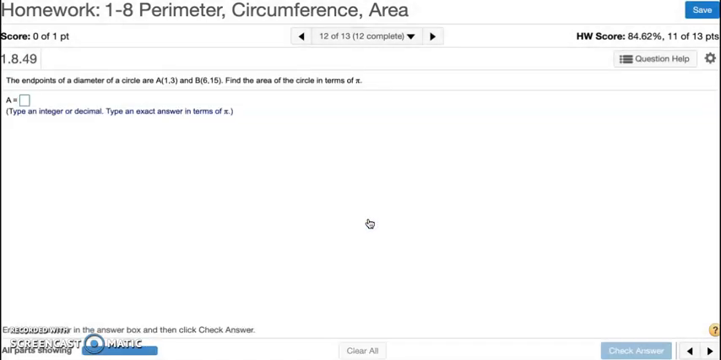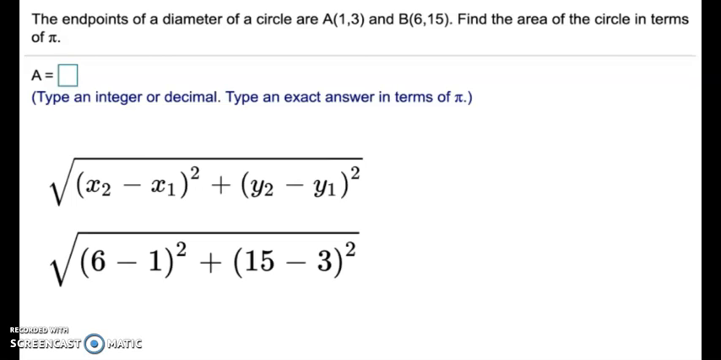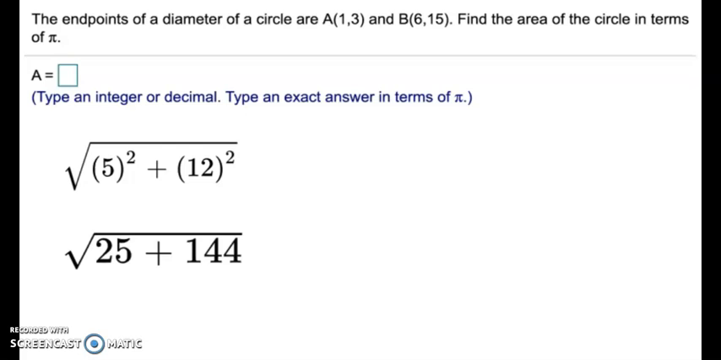Number 12, the endpoints of a diameter of a circle are A and B. Find the area of the circle in terms of pi. So let's take a look at it. So A and B are both coordinates. We need to find the length of A to B because that's the diameter. So using the distance formula, I'll subtract my x's, which is 6 and 1, and subtract my y's, which is 15 and 3. So 6 minus 1 is 5, 15 minus 3 is 12. I square them and I get 5 squared is 25, and 12 squared is 144. Add them up, I get 169. Take the square root, I get 13.